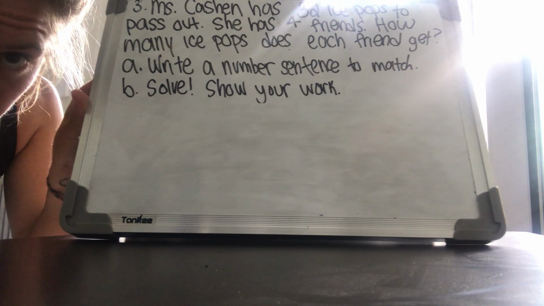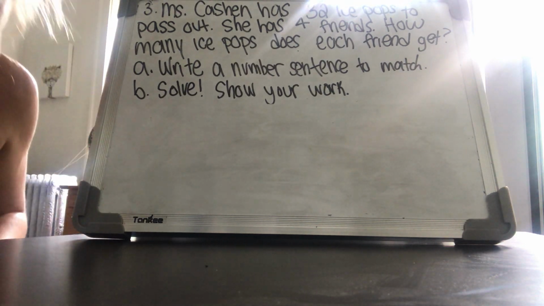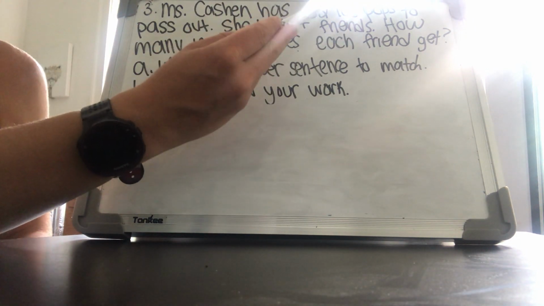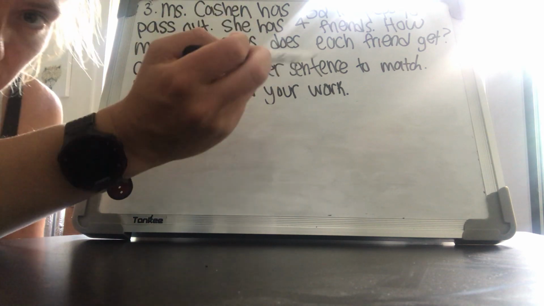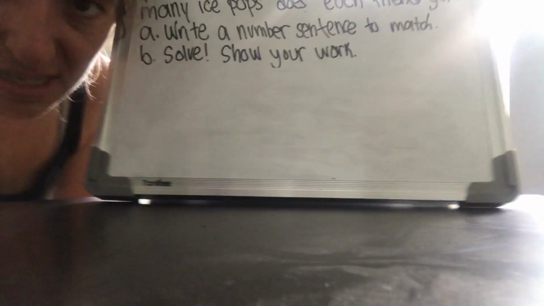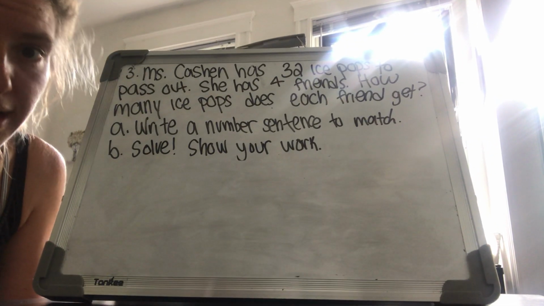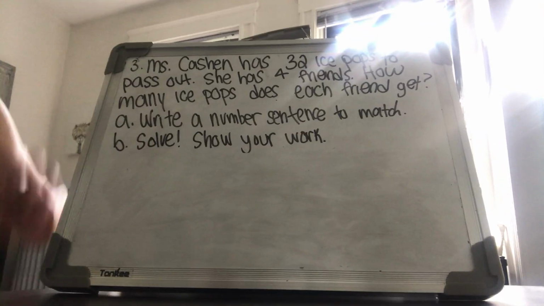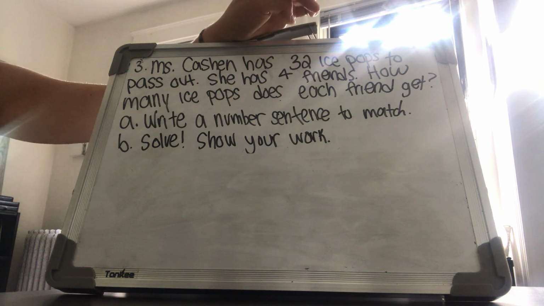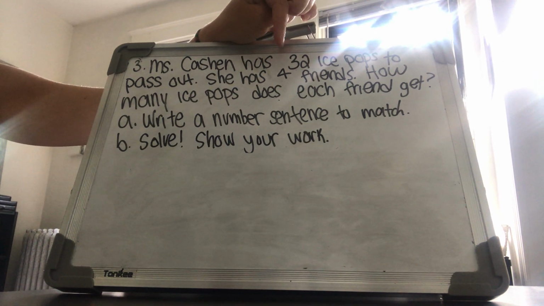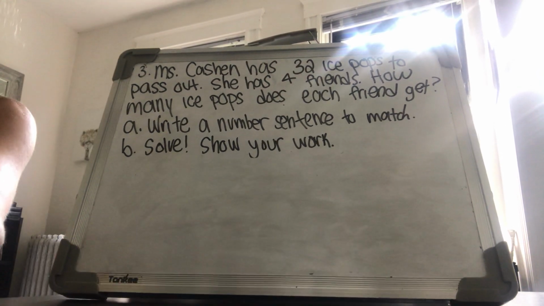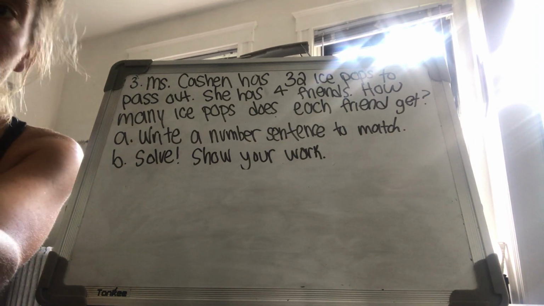Okie doke. Miss Cash has 32 ice pops to pass out. I want to make sure that you can see that number. It's pretty important. She has 32 ice pops to pass out. She has 4 friends. How many ice pops does each friend get? Write a number sentence to match, and then show your work.